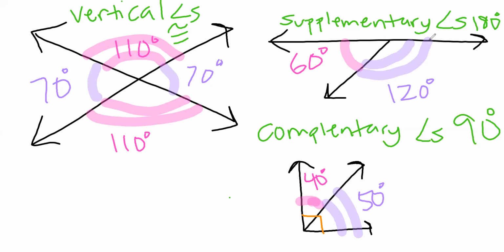Now, as far as how to remember what supplementary and complementary mean, the way I remember it is with a very simple little trick. Complementary starts with C, supplementary starts with S. C is before S in the alphabet, 90 is smaller, 180 is bigger. That's literally how I remember it. C, smaller number, adds to 90. S, bigger number, adds to 180.